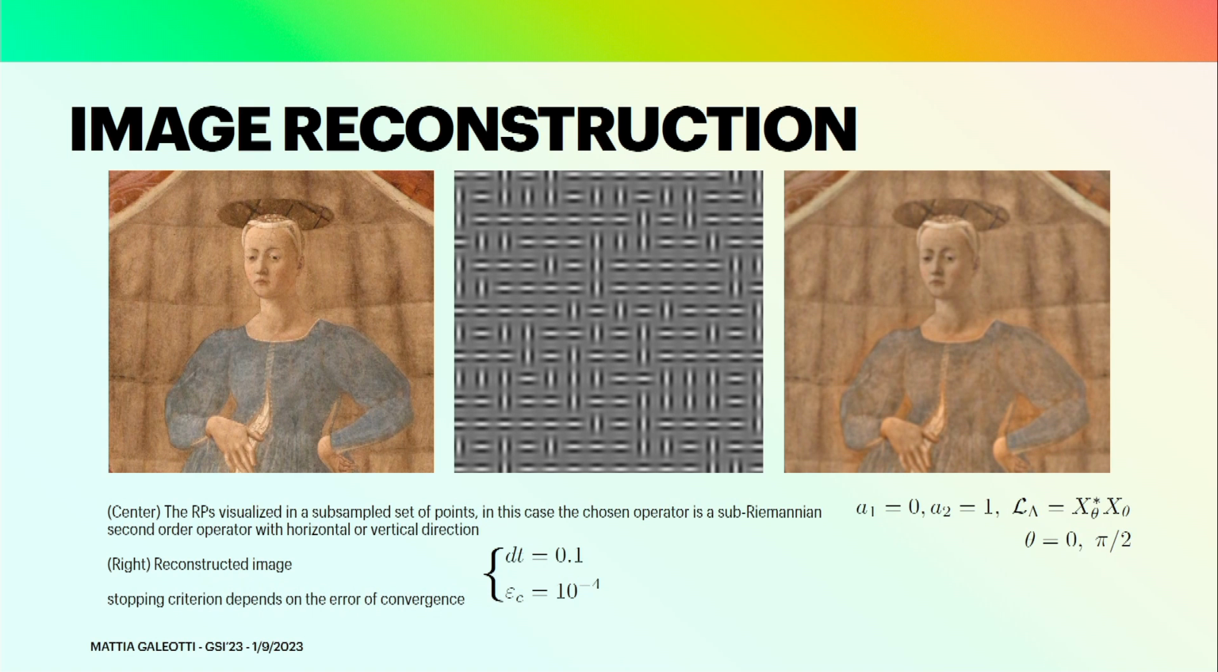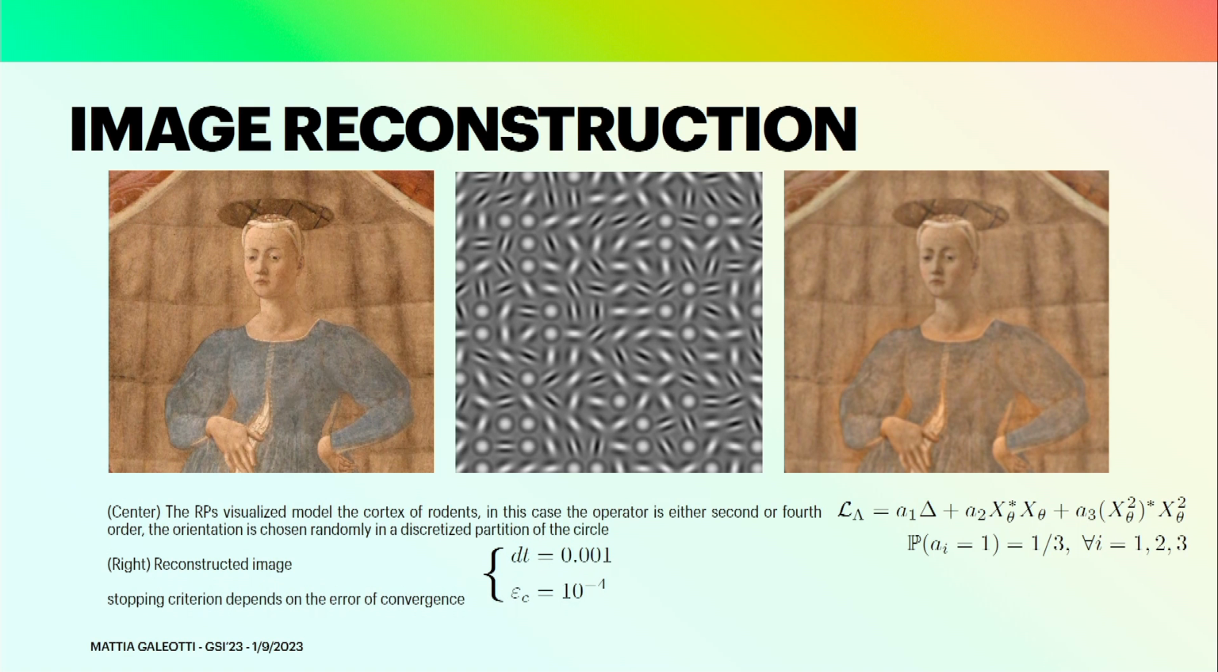But already if we start putting two orientations distributed randomly on the image, we obtain a pretty good reconstruction, and things go better and better if we consider more elaborate heterogeneous operators. In this case, for example, the coefficients are 1, 0, 0 with equidistribution over the image. So in some points we have a Laplacian, in some points a directional derivative of order 2, and in some points a directional derivative of order 3, and we still have a pretty good reconstruction.